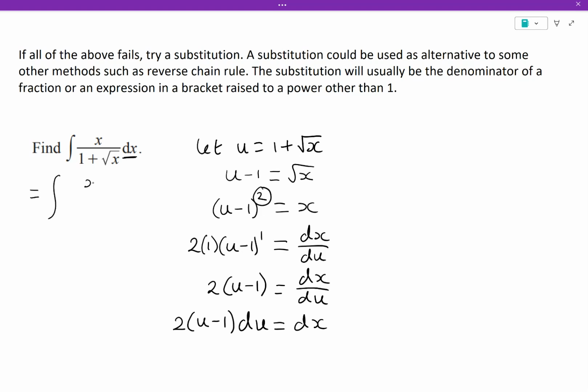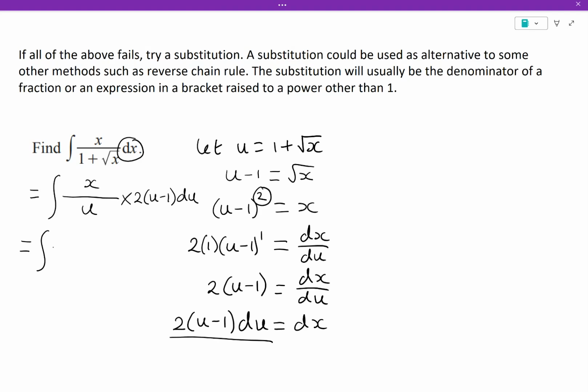So I'm going to leave the x on the numerator. There's not much I can do with that yet, but my denominator is equal to u, as we set the denominator equal to u, so I can replace it with a u, which I like. And then the dx, I can replace that with my differentiation. So then I would write times 2u subtract 1, and then it would be du like that. Let's just simplify what's written here.